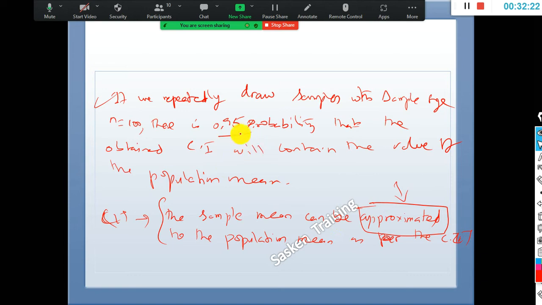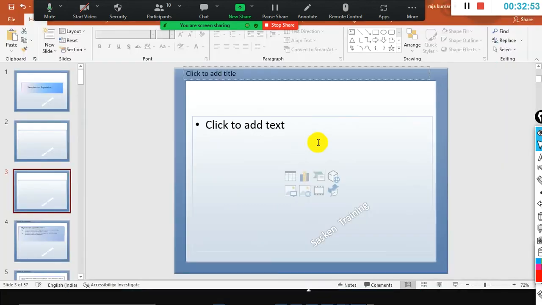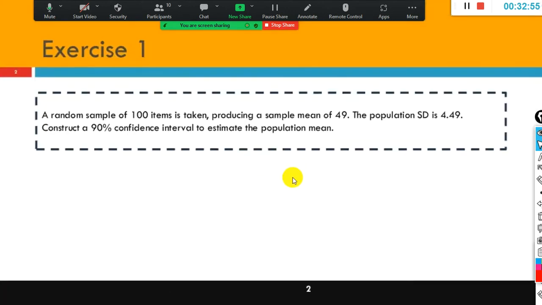There is a 0.95 probability, not percentage. There are 95% chances that the obtained confidence interval for that sample will contain the value of the population mean if you repeatedly draw samples with sample size n equal to 100. You need to remember this statement. That's the reason why this assignment is very important. I am solving this on your behalf so that you should be able to solve the remaining assignment.